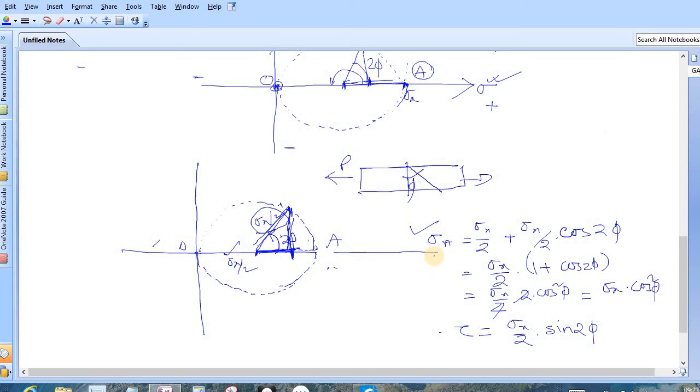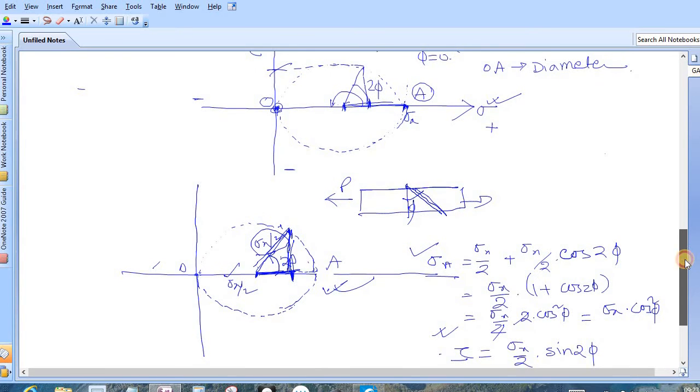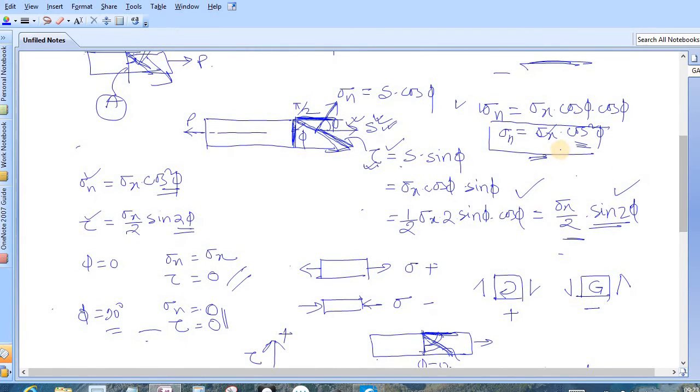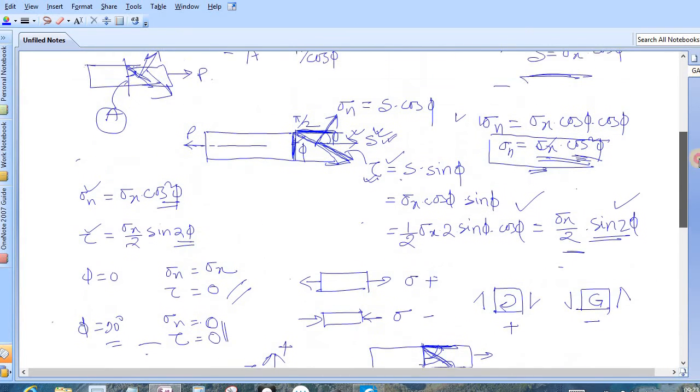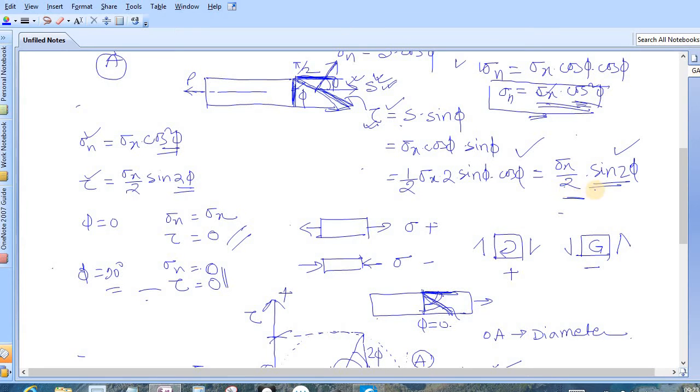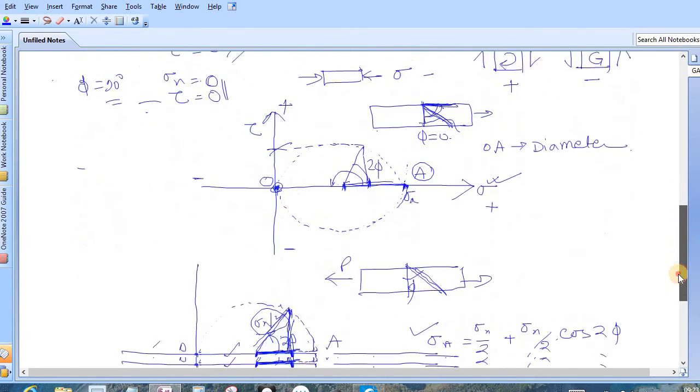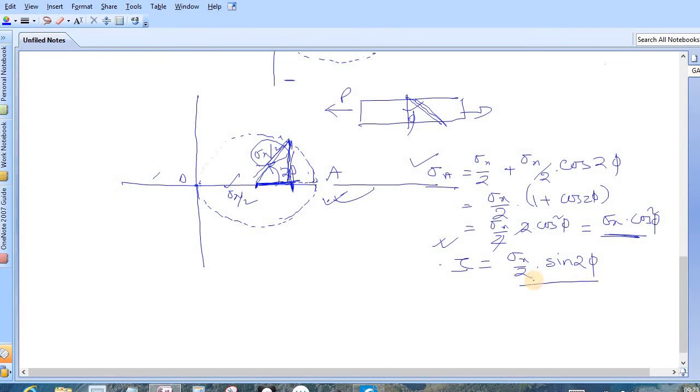So this is the value of sigma n and shear stress in this plane as per our graphical method with some assumption. Let's check these values against the mathematically computed values and see whether our assumption is correct or not. For sigma n, it was sigma x multiplied by cos square phi. Here, yes, we have passed. And for tau, let's check. This is sigma x by 2 multiplied by sine 2 phi. Check. Yes, we have passed.